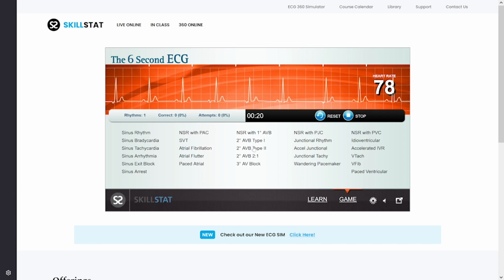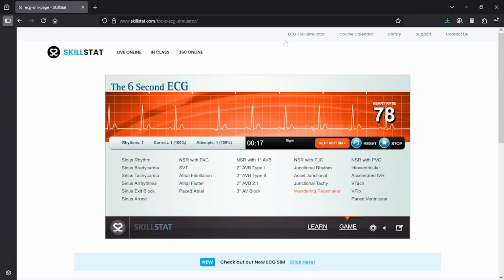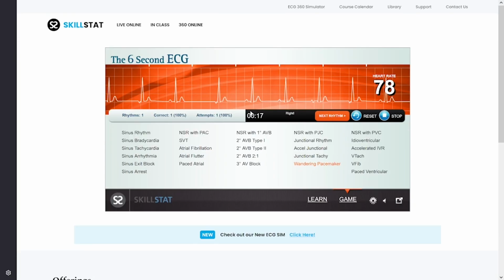So what would I call this rhythm? Well, I'd call it a wandering pacemaker, right? Because we sometimes have upright P waves, sometimes we have inverted P waves, which is very abnormal. Our QRS complexes, for the most part, match up with each other. We can see there's an elongated one here, but this is just a very funky rhythm. But the P wave is what leads me to believe this is a wandering pacemaker. So, hope you guys got that one.